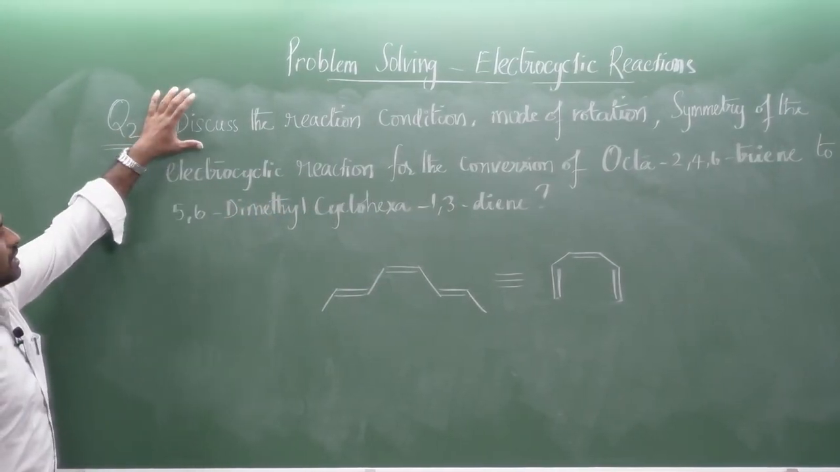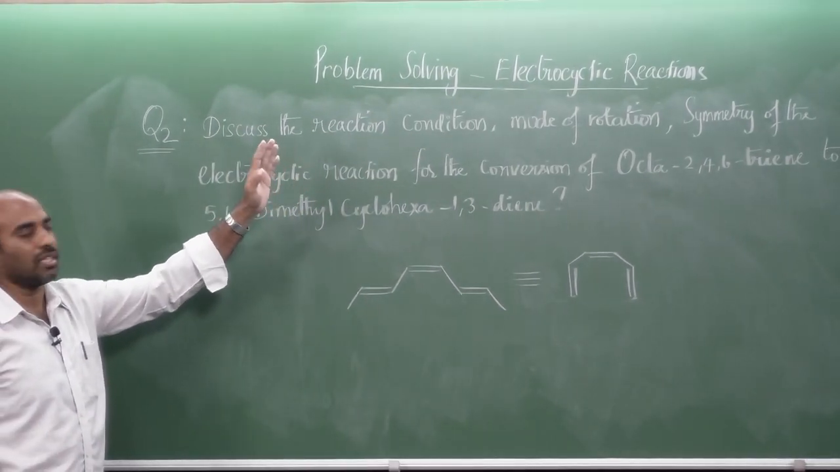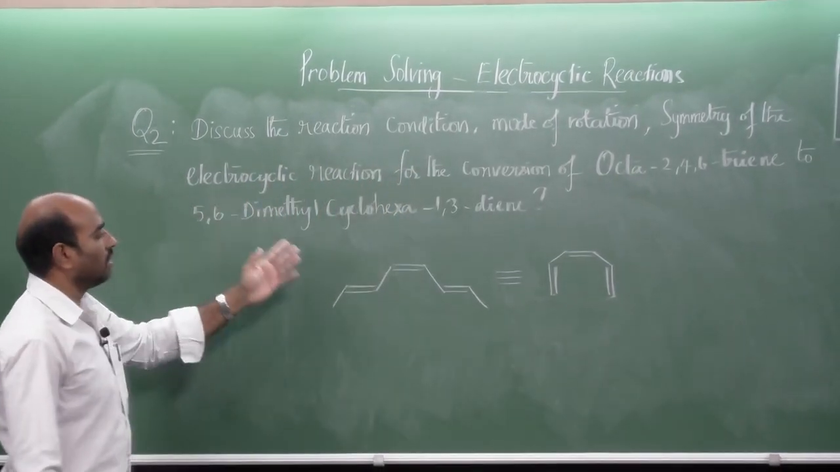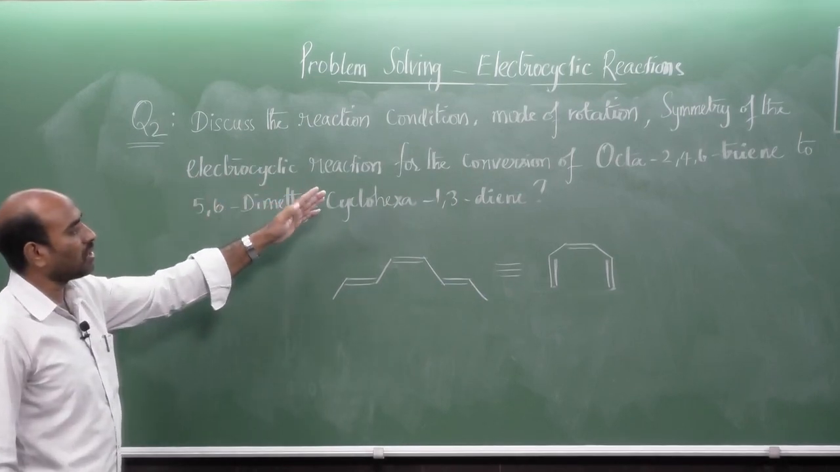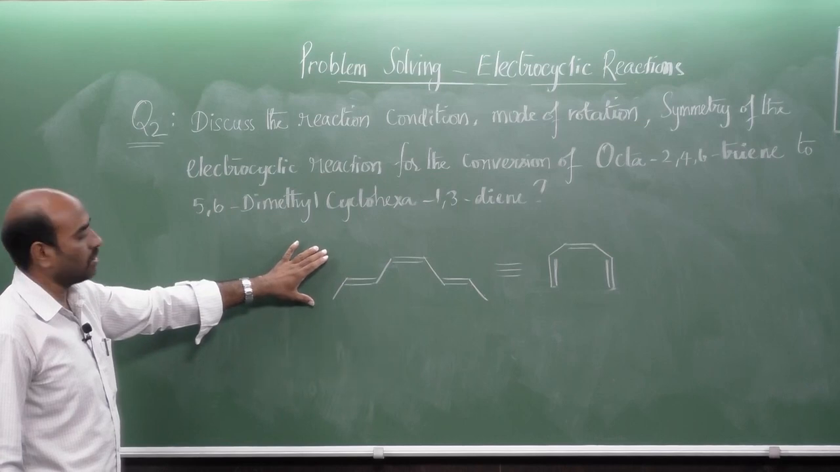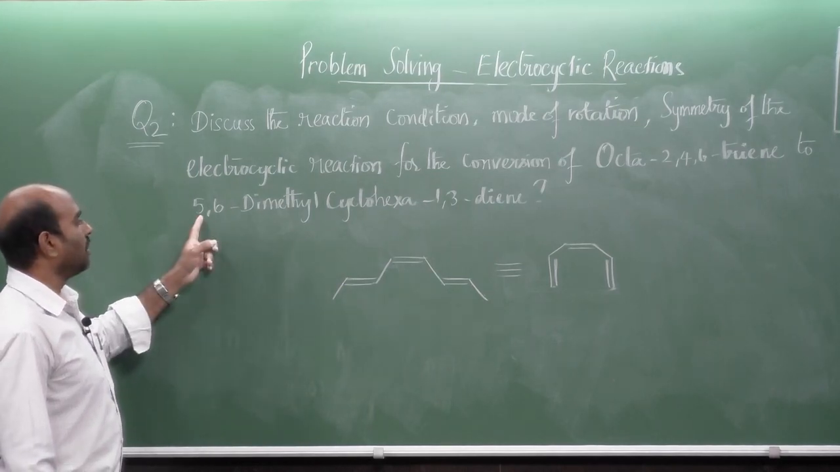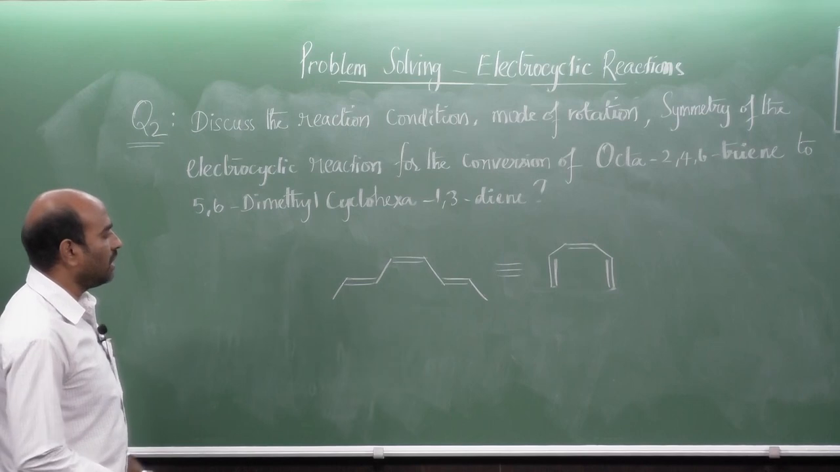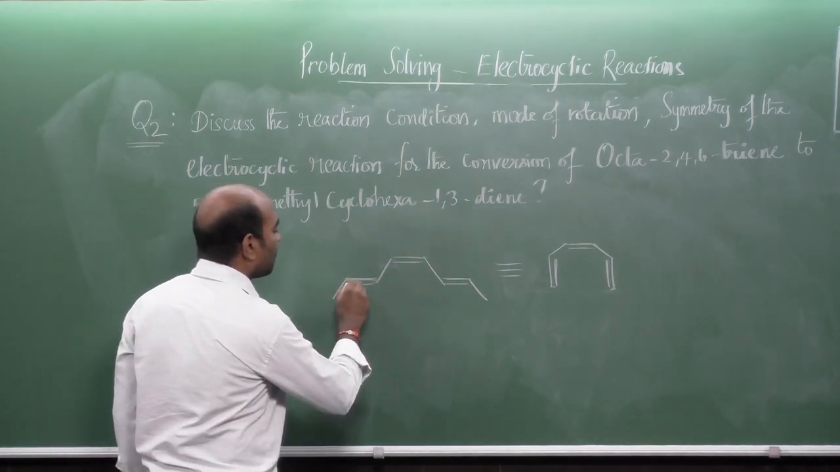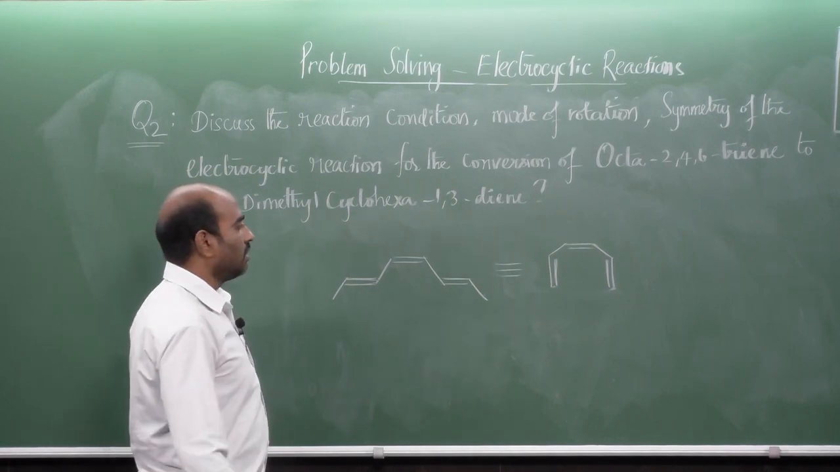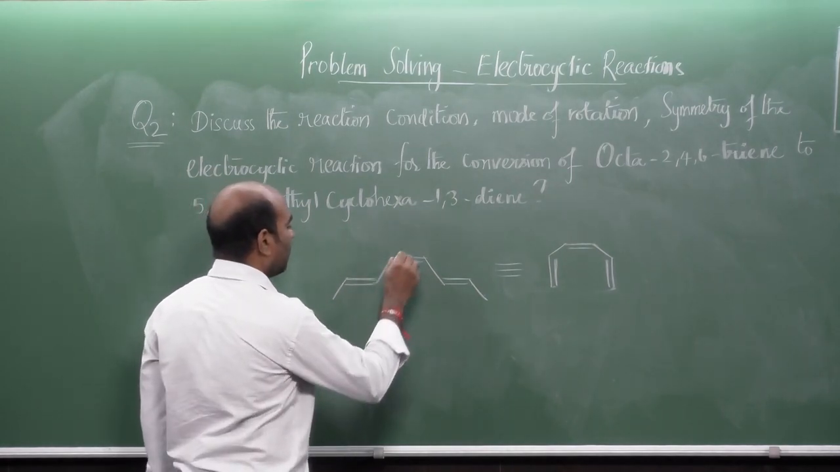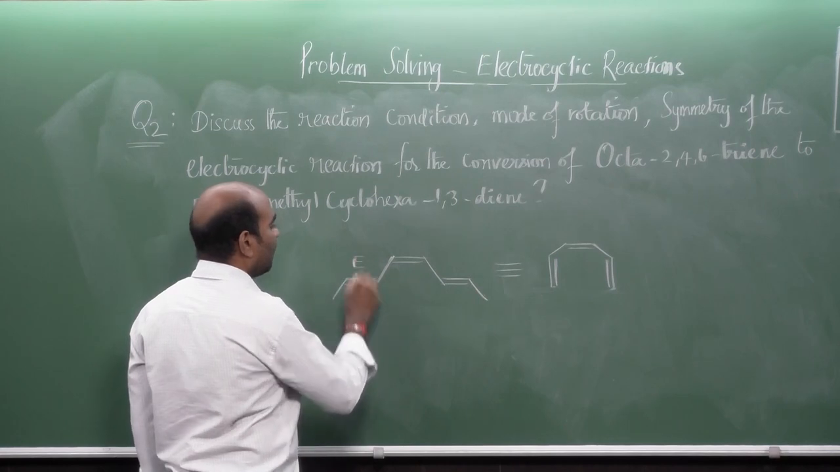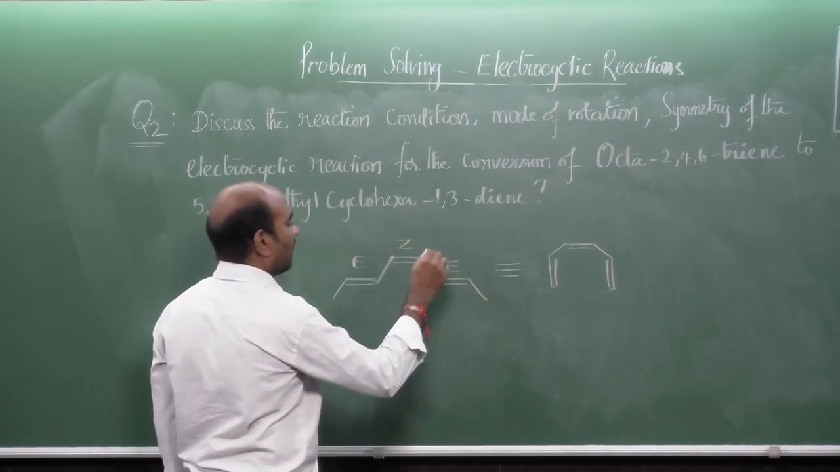So you have to discuss the reaction condition required, that is whether thermal or photochemical, and the mode of rotation and symmetry of the electrocyclic reaction for the conversion of octa-2,4,6-triene into 5,6-dimethylcyclohexa-1,3-diene, right? If in the question they give you a structure like this, do not panic. Just see that this is a trans relationship in this double bond, that is E, here is cis, and again here is trans.